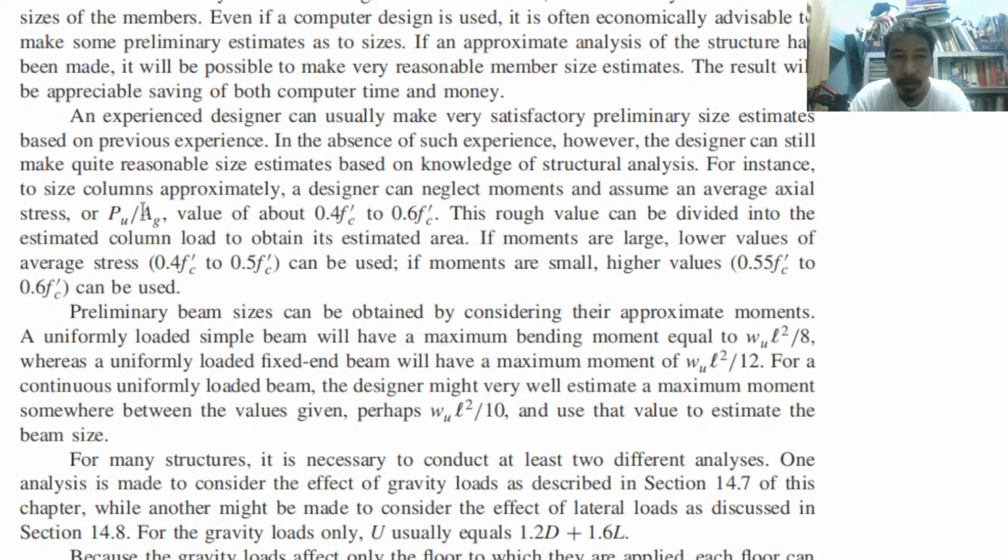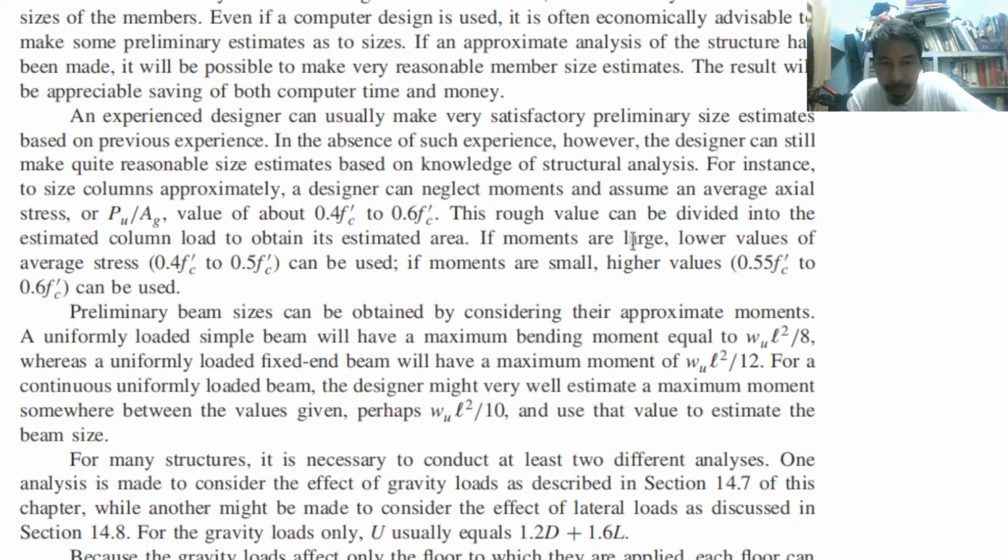This is preliminary. A value of about 0.4 f'c to 0.6 f'c. Take note. Where did you find this? Where can you find this? Where did you get this? This rough value can be divided into the estimated column load to obtain its estimated area.